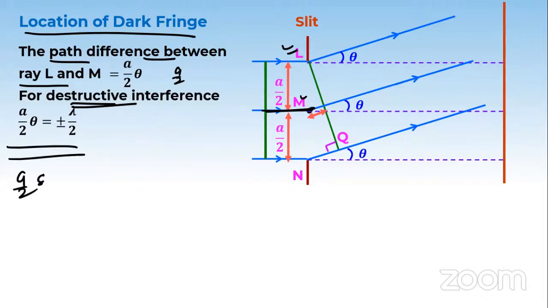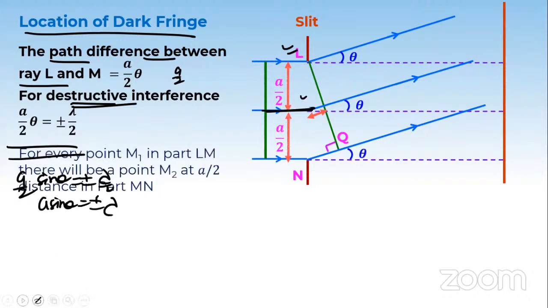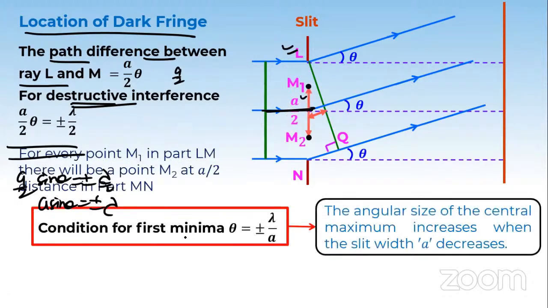You can also write here a sin theta, no issues, equals plus minus lambda by 2. It will give you again a sin theta equals plus minus lambda. So the condition for destructive interference will be this. That is, you will get the minima at lambda by a. See the top, hold on.